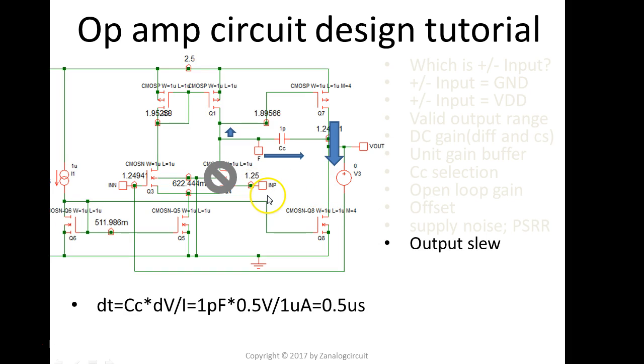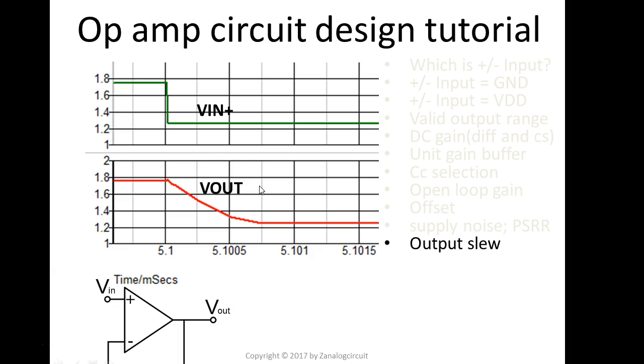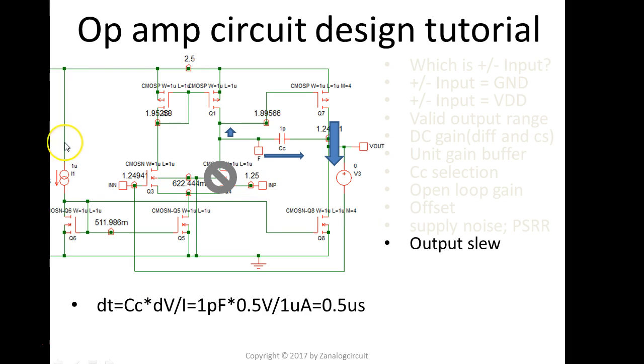So what happened was, when the positive input has a negative jump here, before this one jumped down, the voltage here is about 1.25 volts. This one is also 1.25 volts because this is a unit buffer. So now this voltage jumped down by 0.5 volts. This guy is still there before the op-amp responds.